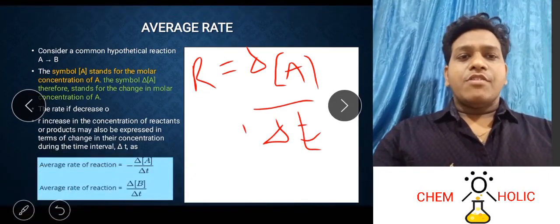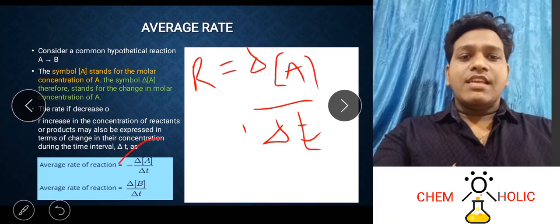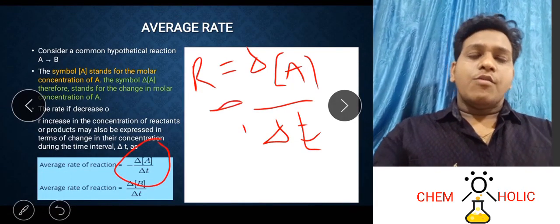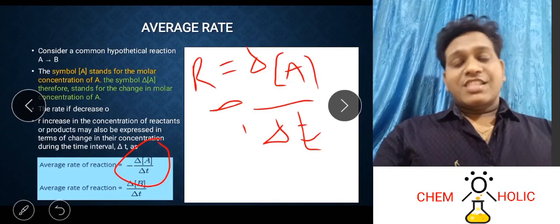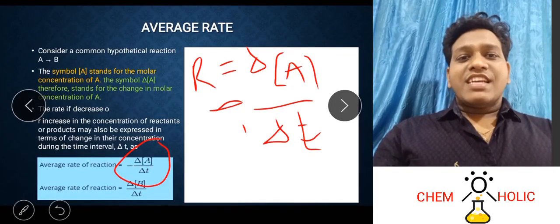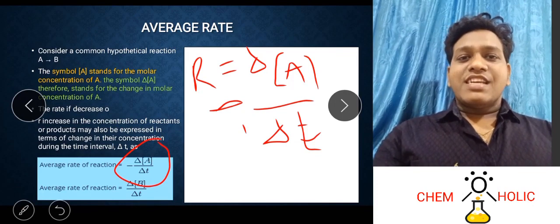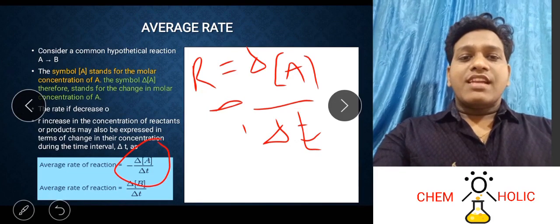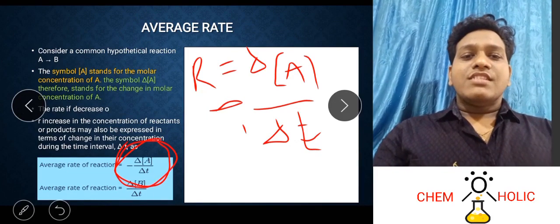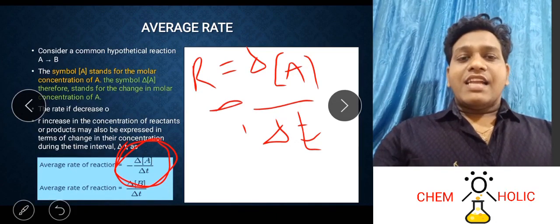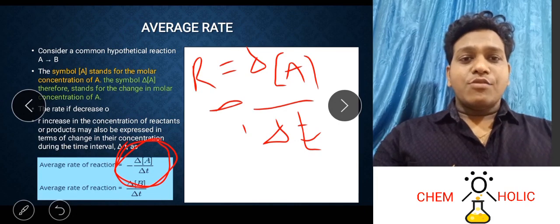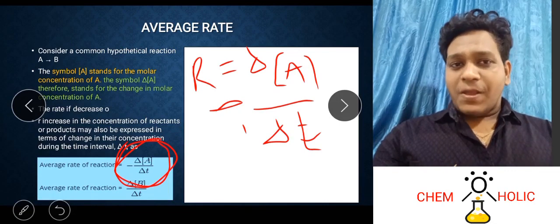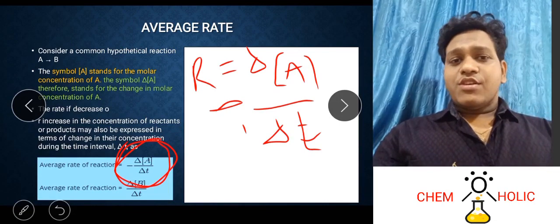But you can see here we have used the minus sign. What does this minus sign indicate? This minus sign indicates the decrease in the concentration. So if you want to write the average rate of reaction of A, you can write it this way: the change in concentration delta A by delta T, and the negative sign indicates that decrease in concentration. Here delta A is nothing but the change in concentration of A, and delta T is the change in time.